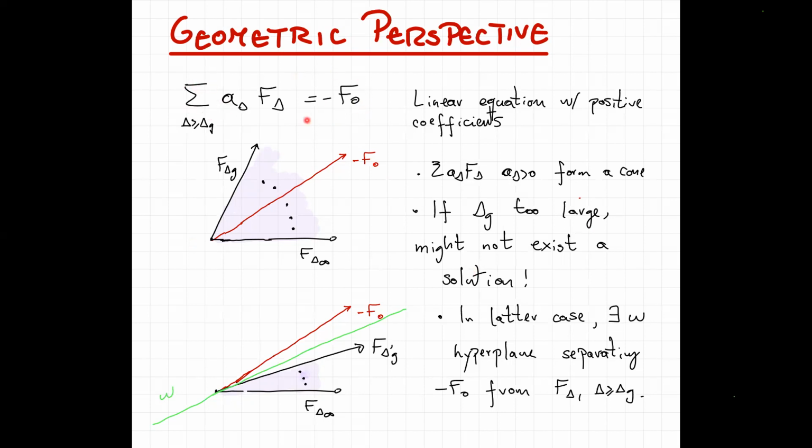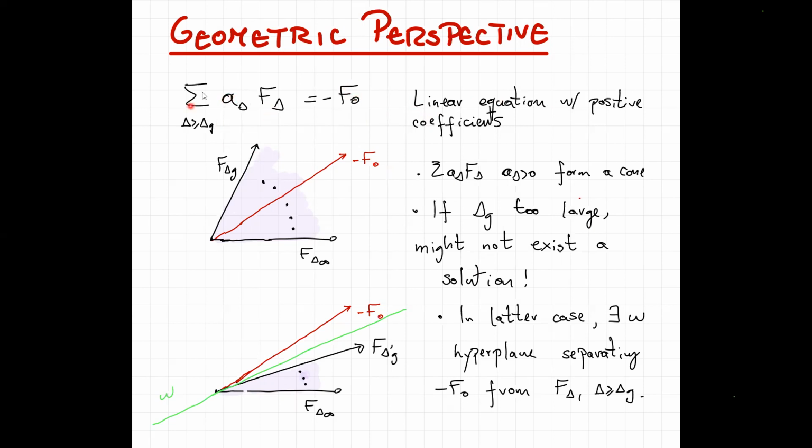The interpretation I'm going to give it is that these F deltas and this F zero are vectors in some space. And so this equation is simply a linear equation for these A deltas. Okay? So you have this bunch of vectors and you want to choose coefficients such that you get this target vector, which is the identity. The important difference is that this is a linear equation where the coefficients are restricted to be positive. Recall, because this was an OPE coefficient squared.